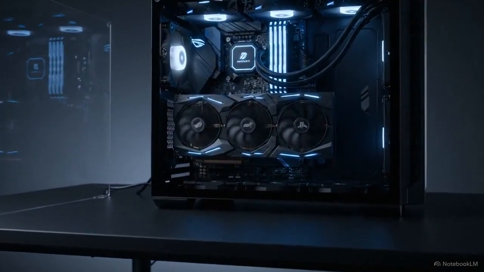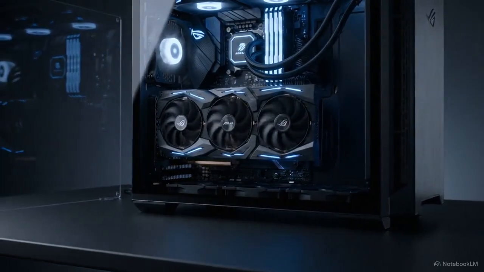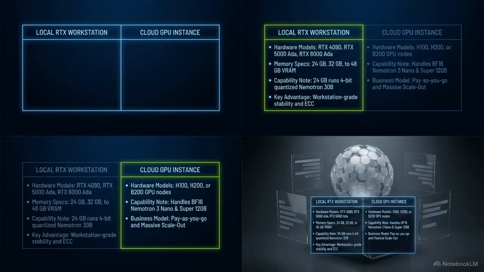The absolute baseline of this blueprint is your hardware, and you can start right at your desk. This chart compares your primary hardware options. On the left, local setups using workstation cards like the RTX 4090 or professional Ada cards give you 24 to 48 gigabytes of video memory. On the right, if you prefer a pay-as-you-go model, cloud instances using H100 or B200 chips offer massive scale-out potential.